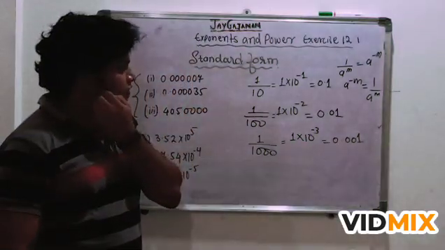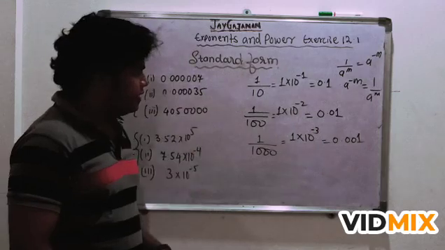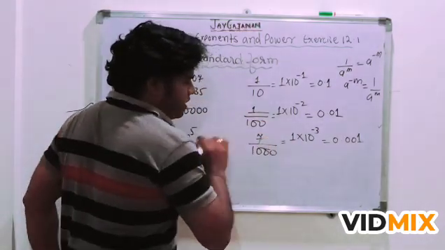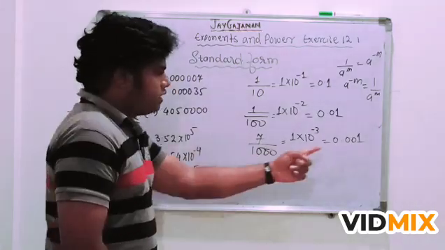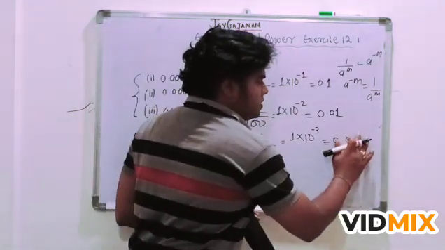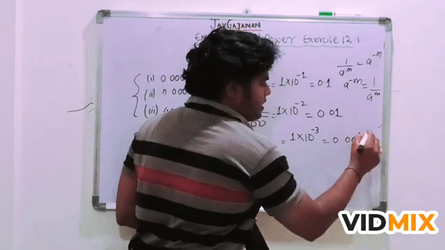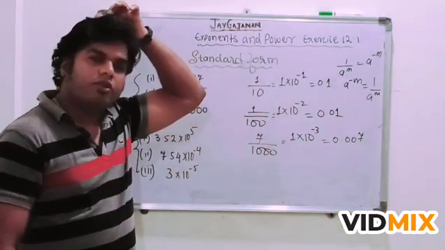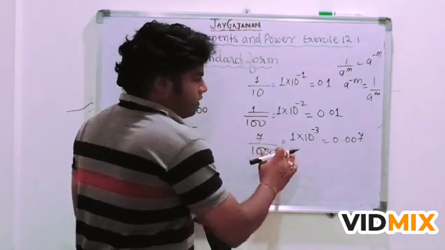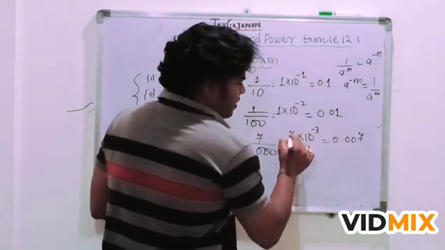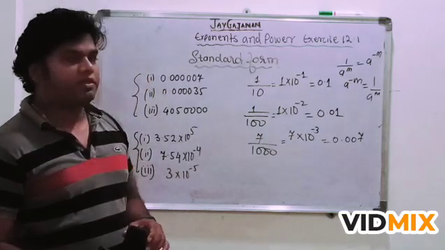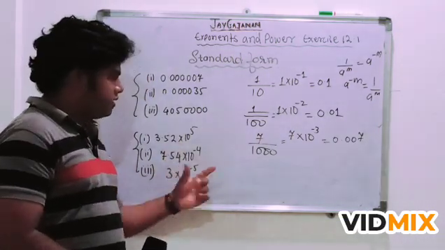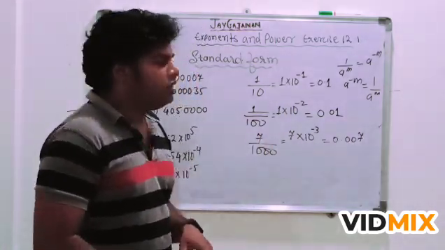Now assume there is a number, suppose we can say 7 is the number. So this can become 0.007. So this will be the usual form. Now we have to convert that into the standard form. So standard form will become what? Standard form will be 7 into 10 to the power minus 3. Correct? Understood? So we are going to do the same thing in the questions also.